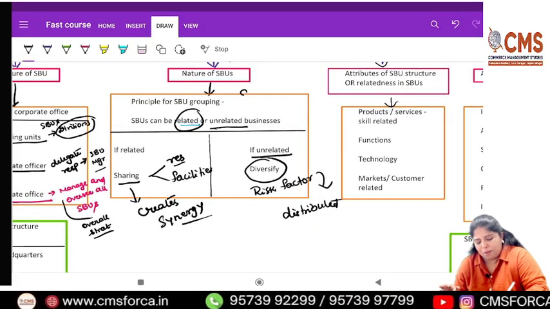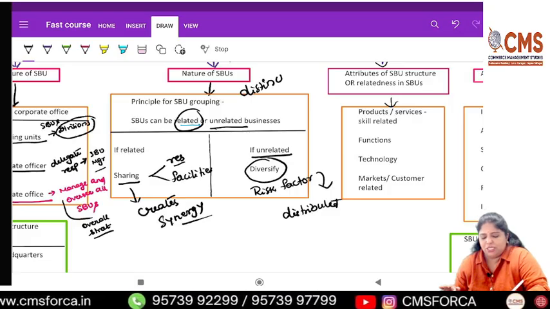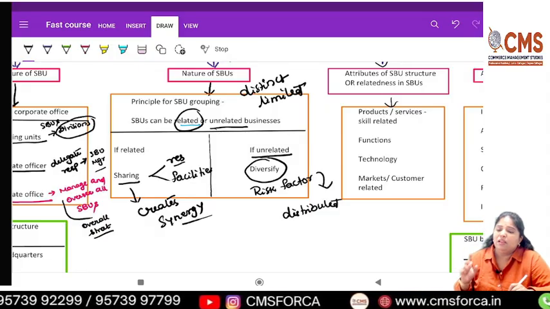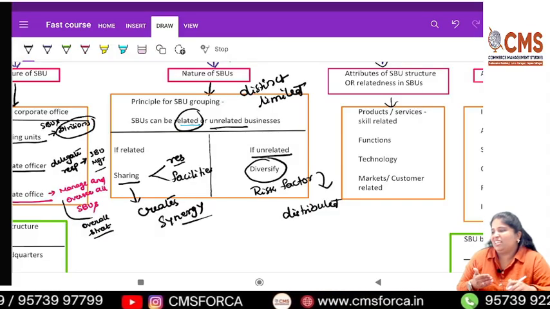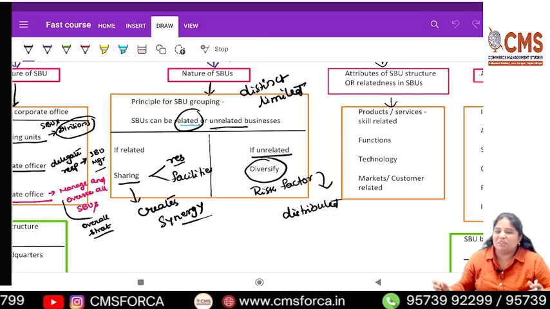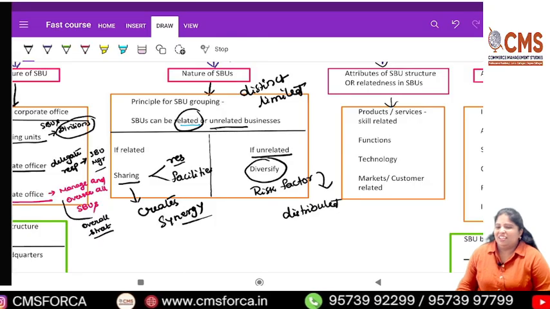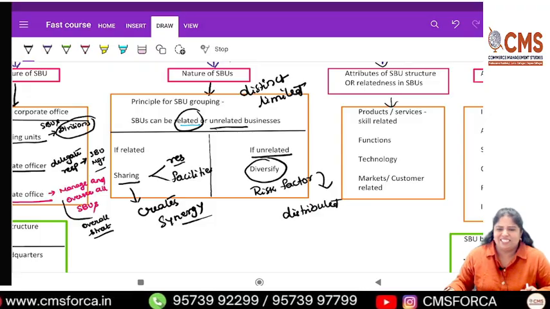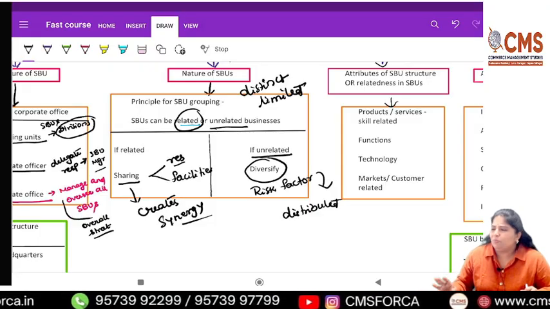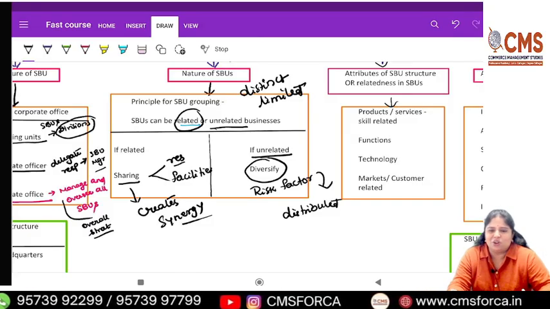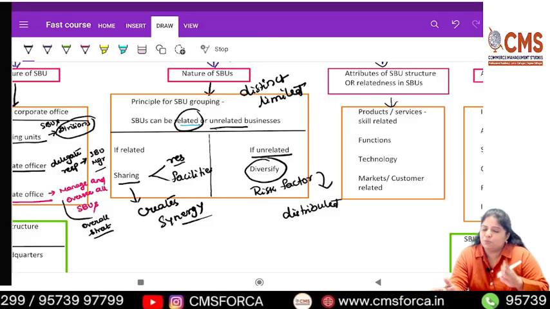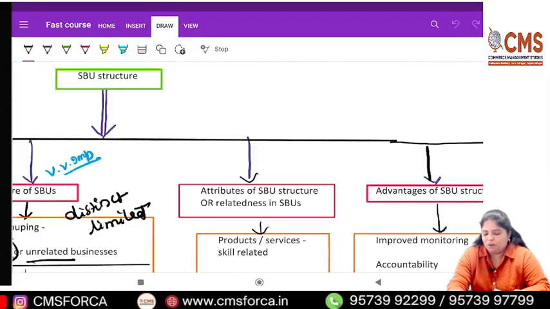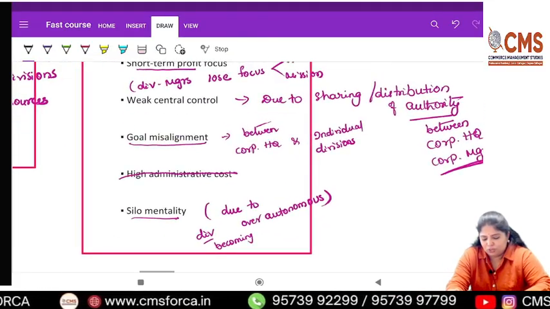And always remember, your SBUs must be distinct and limited. Already you have seen it's a complicated structure. What you see in the picture is only half of it. The rest is left to your imagination. So it's hard to administer, a complex structure, and administration costs will be huge. That is why SBUs must always be limited. Let's talk about attributes of the SBU structure.